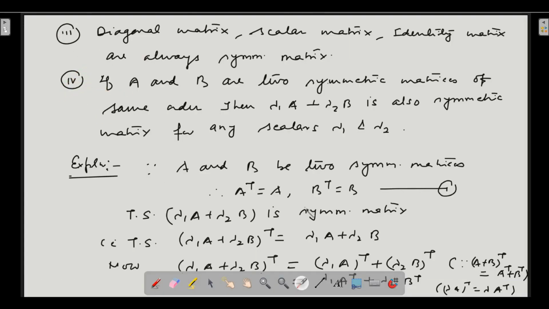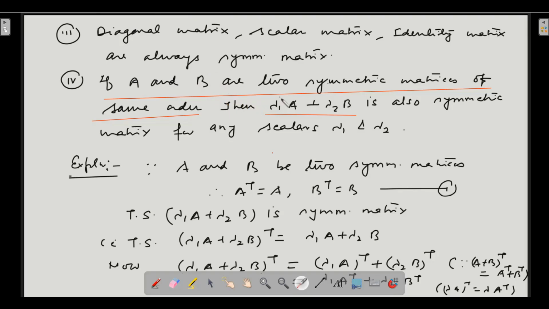So we will start from here, as already told to you in the previous lecture. If A and B are two symmetric matrices of the same order. Now why of the same order? Because we have to prove this particular thing. The addition will be possible only when there is the same order. Addition will not be possible without the same order. That's why we are taking the same order. So A and B are two symmetric matrices of the same order, capital A, capital B.